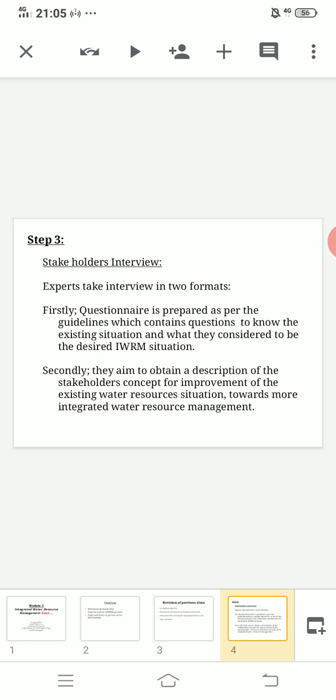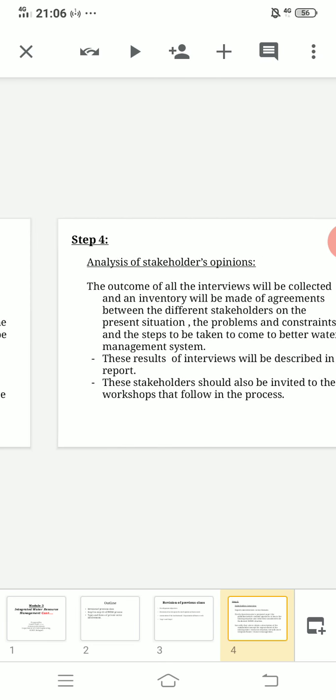The second part of the interview aimed to obtain a description of the stakeholders' concept for improvement of the existing water resource situation, towards more integrated water resource management, and the following aspects and principles should be included: equitable and socially acceptable water distribution, efficient and economically sustainable water use, delegation, decentralization and other devolutions of authority, integrated planning, participation of stakeholders, private sector participation, environmental protection. This is all about step 3.